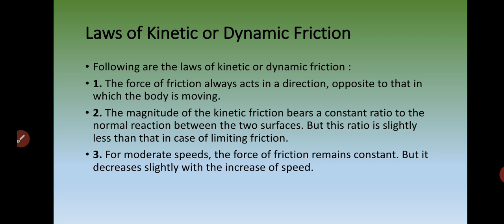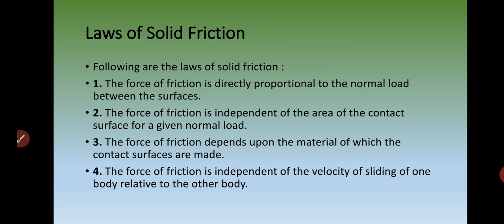Law of kinetic or dynamic friction. Following are the laws of kinetic or dynamic friction. The force of friction always acts in the direction opposite to that in which the body is moving. The magnitude of the kinetic friction bears a constant ratio to the normal reaction between the two surfaces, but this ratio is slightly less than that in the case of limiting friction. For moderate speed, the force of friction remains constant, but it decreases slightly with the increase of speed.